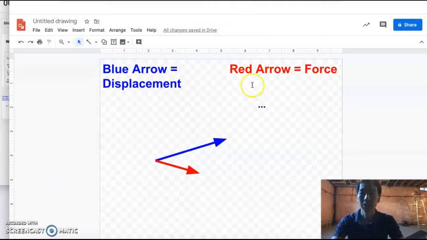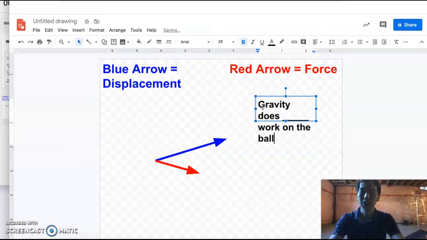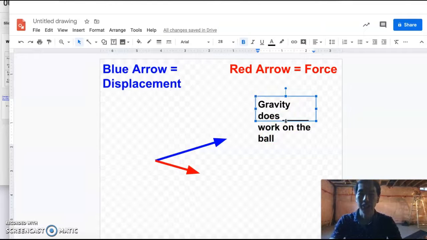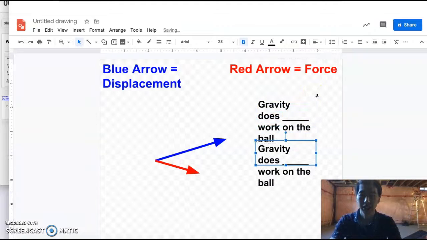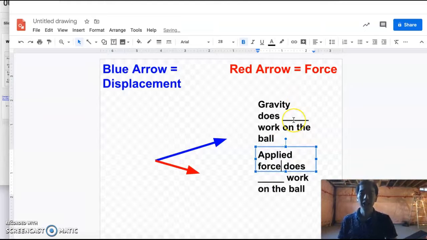I'll start with gravity. So gravity does blank work on the ball. That blank, I'm going to fill in with either positive, negative, or zero. And I'll do the same thing for applied force. So my goal is to fill in those blanks. Okay, so I'll start with gravity.